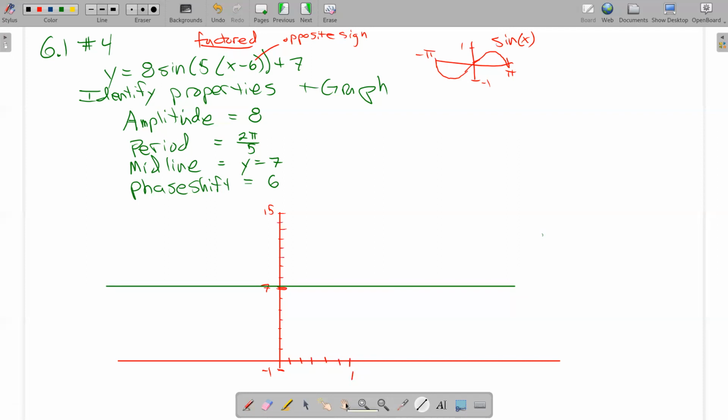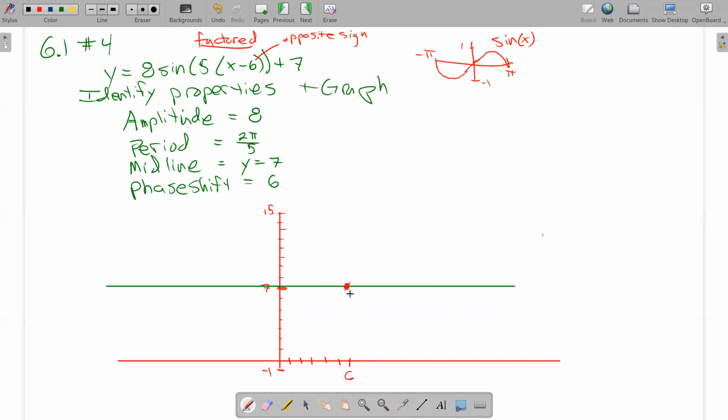Oops. Come on, zoom out of the way. There you go. So that's 6. So I'm going to have a point right here at 6, 7 that it's going to slice through there.